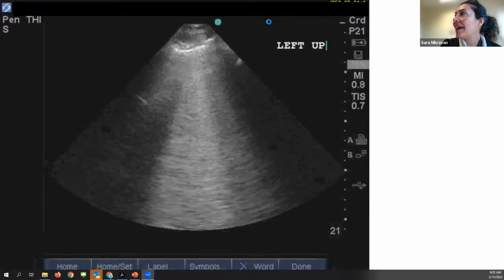Now, if I had a line that didn't go all the way to the bottom of the screen, but was just like a little reverberation line that went midway down the screen, then that would be a Z line. And that's just a normal artifact. That's not pathologic. How do you differentiate a B line that you see in pulmonary edema from a B line that you see, for example, in ARDS or pneumonia, or another consolidative process?